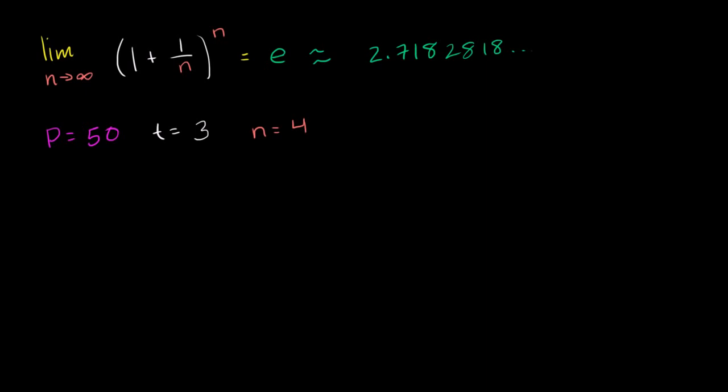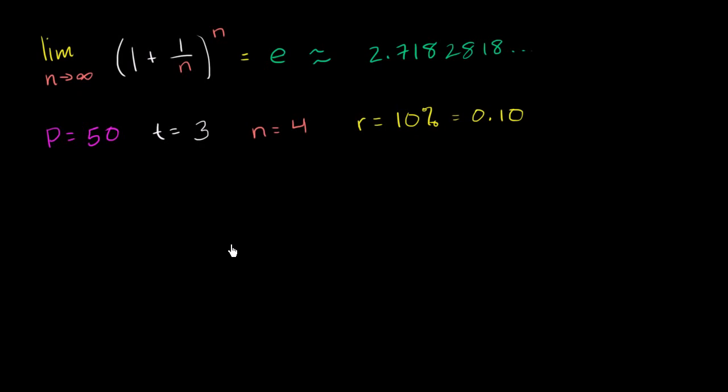And let's say that our interest rate, if we were only compounding once per year, would be 10%. But since we're going to compound 4 times a year, in our expression we're going to divide this by 4 to see how much we compound each period. So 10% is the same thing as 0.10. So let's write an expression.